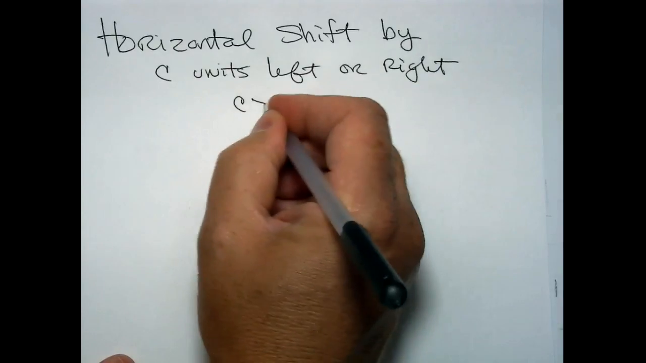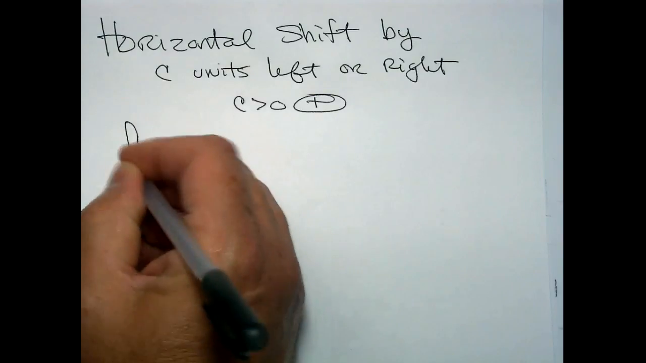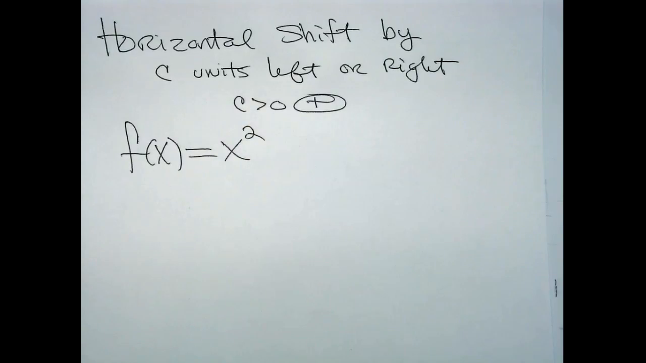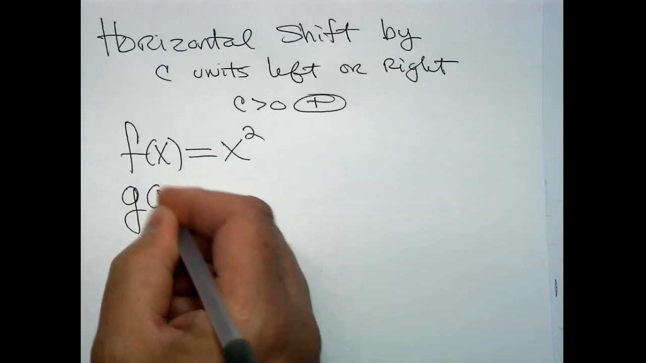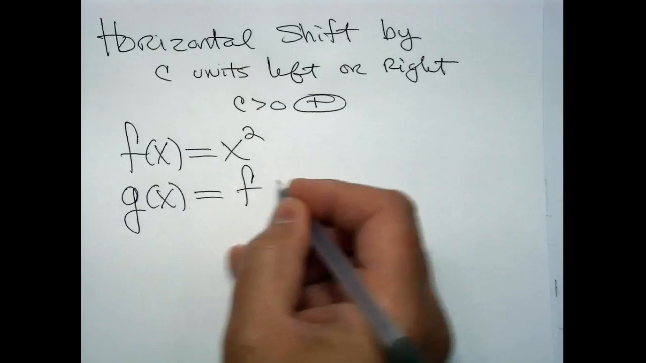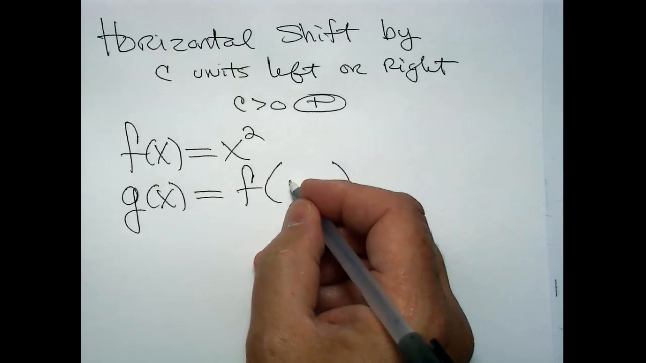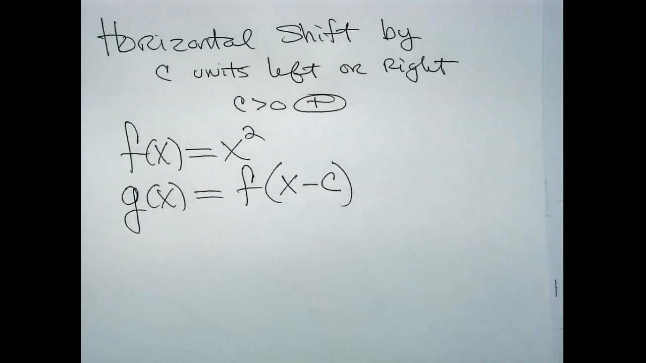once again, let's make C greater than 0. That means it's a nice positive C, and so we shift C units to the left or C units to the right, positive value. Once again, let's use our function x squared as our reference function, and let's create a new function, g of x. Now, instead of hanging the number on the back, you actually put the number that you're shifting right in the middle here. x minus C.